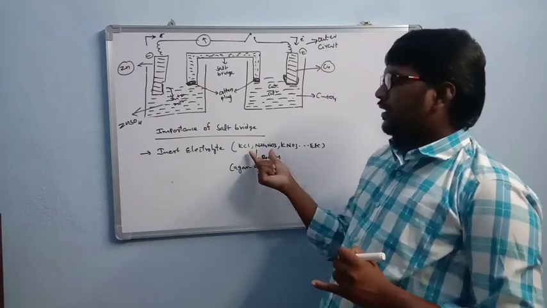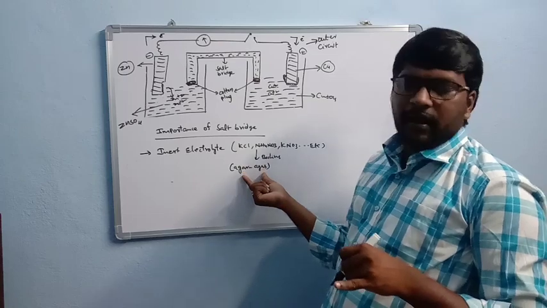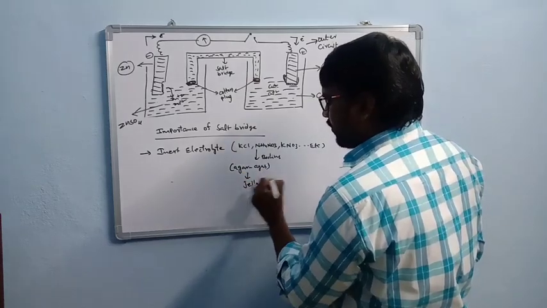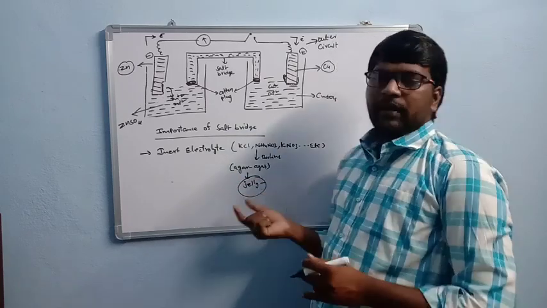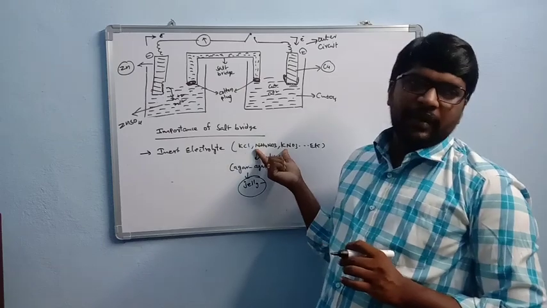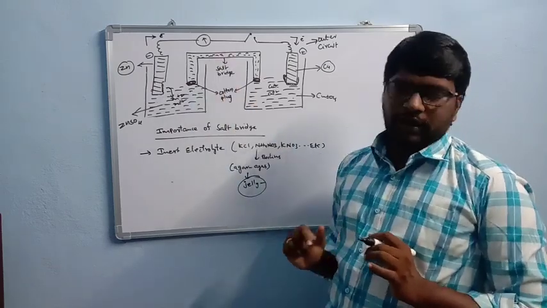So these active electrolytes, when they are boiled with an agar-like substance, form a jelly-like substance. After cooling we get a jelly-like substance. When agar is present, it can act as an inert electrolyte. So here we take inert electrolytes.